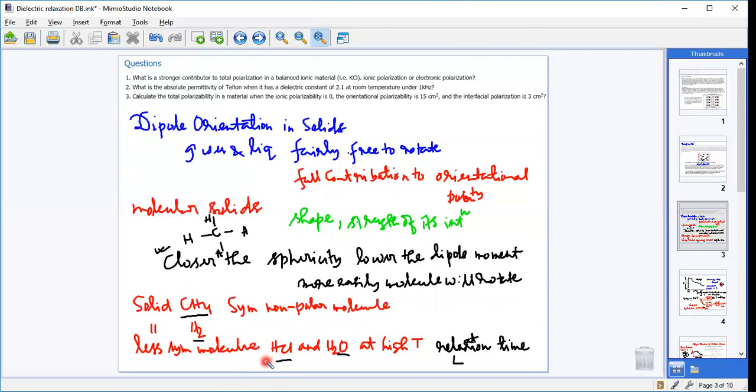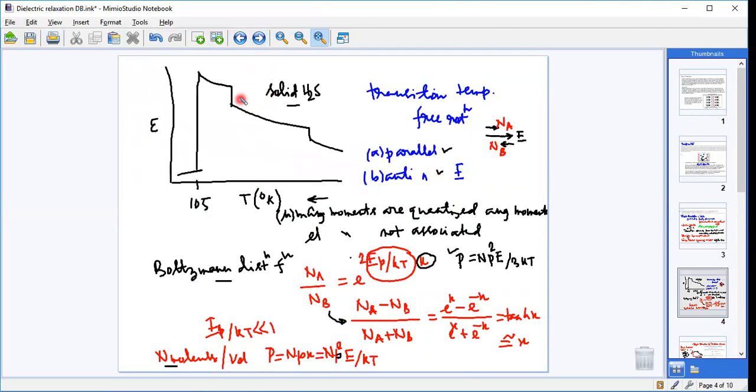state. In less symmetrical molecules such as HCl or H2O, at high temperatures, there appear to be several stable orientations for each molecule in the solid, and a molecule will change direction from one stable orientation to another in a time which is called the relaxation time. Now, the important feature of relaxation time comes when we discuss the dielectric constant of solid hydrogen sulfide versus temperature. The principal feature of this curve is the sharp increase of the dielectric constant as the temperature is lowered.